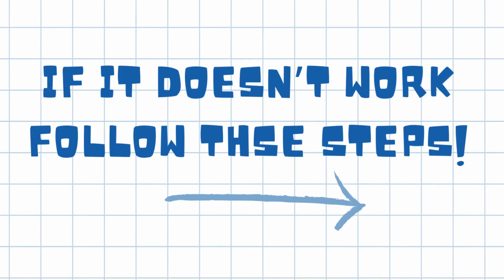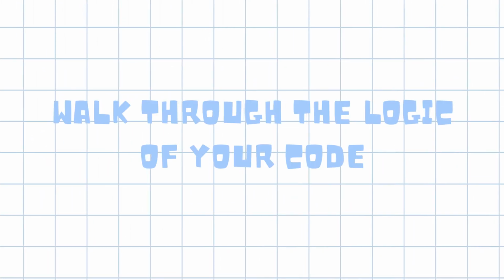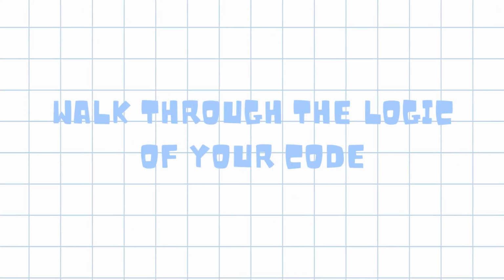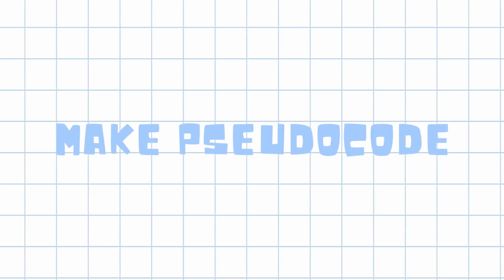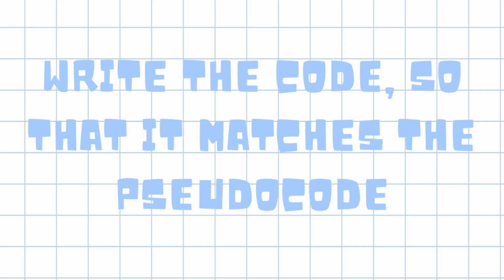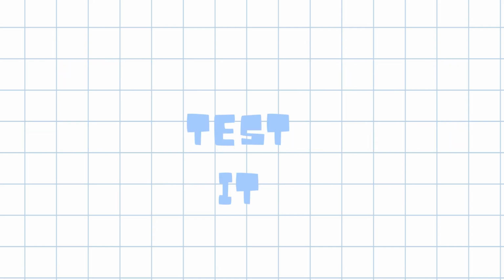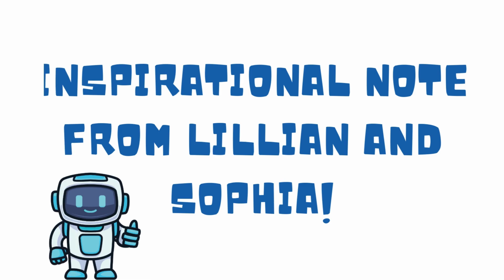If you are still stuck, follow these steps. First, walk through the logic of your code. Make sure it makes sense. Second, make pseudocode. Remember, this code isn't actual code, just in words of what you want your code to do. Third, now write the code so that it matches the pseudocode. Fourth, test it. Make sure it works. If there's any bugs, try again. And if your code did not behave as you wanted it to, repeat these steps one more time.